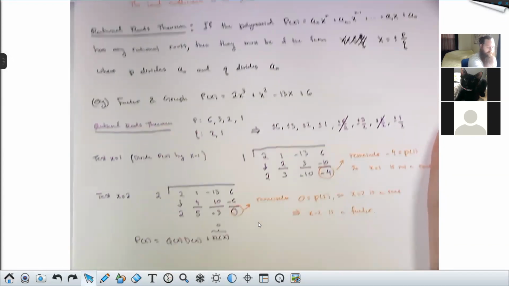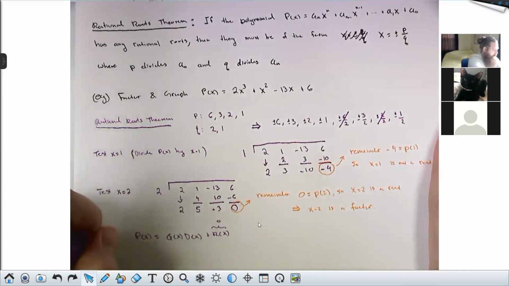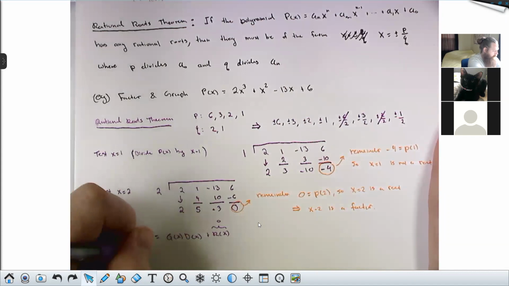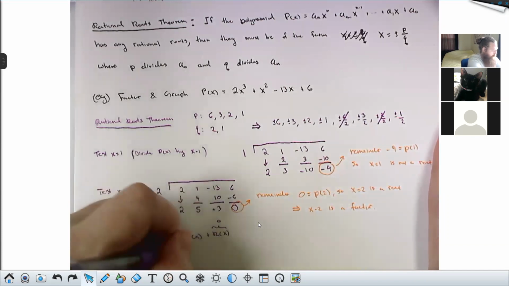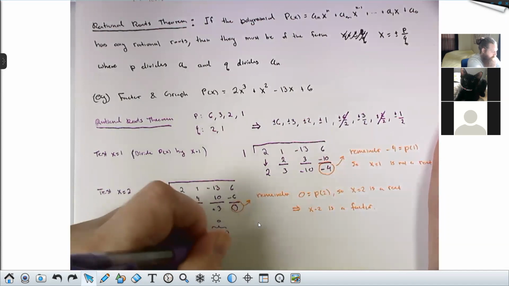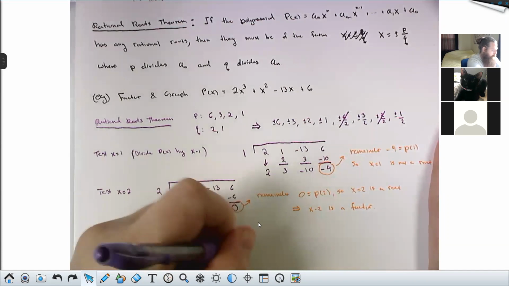R, that remainder, is 0. So you'll just have p of x equals q of x times d of x, which means you've started to factor, right? If I write this out, this says 2x cubed plus x squared minus 13x plus 6 is equal to the quotient polynomial 2x squared plus 5x minus 3 times the thing you just divided by, which was x minus 2.